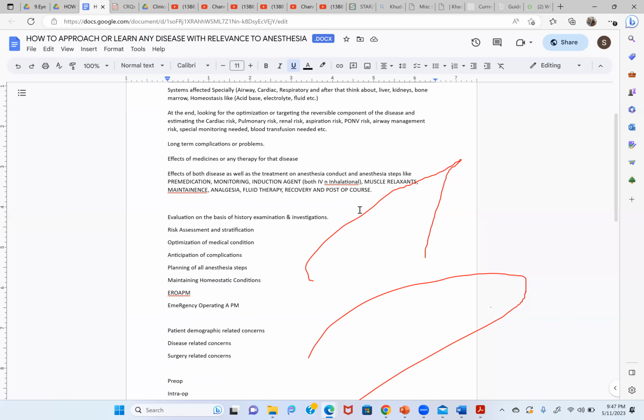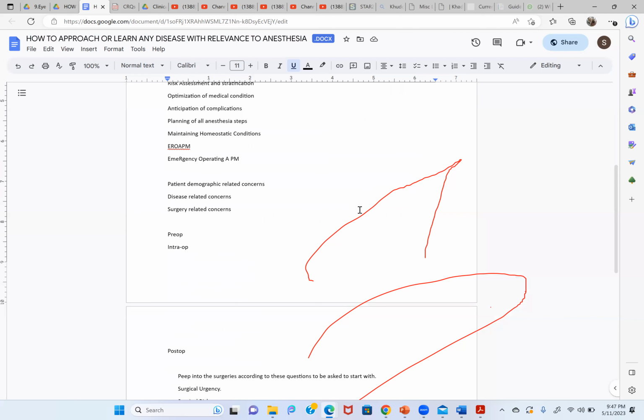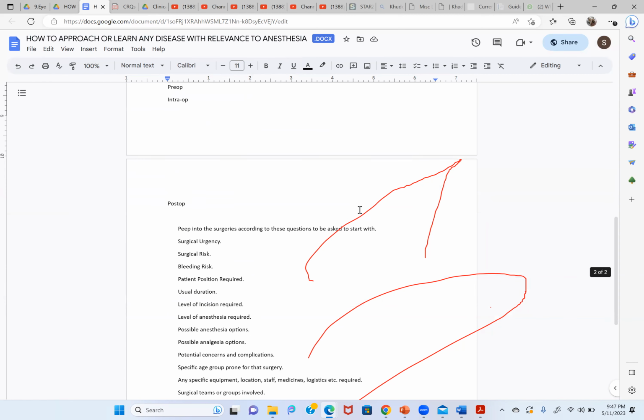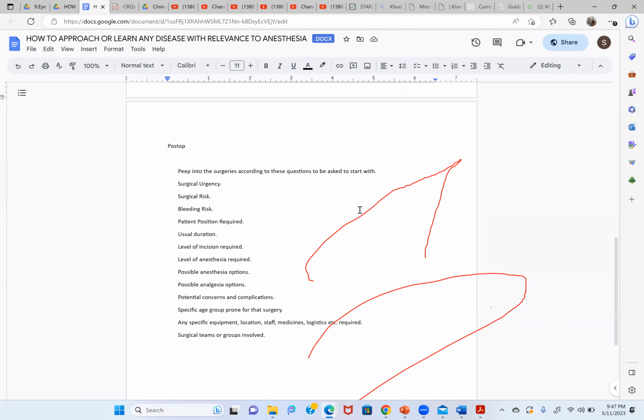Then it will become very easy, and then you will make, as I was telling you, patient demographic related concerns, disease related concerns, surgery related concerns. And these points will be related to surgery: surgical urgency, surgical risk, bleeding risk, position, duration, incision required, level of anesthesia required, possible anesthesia options, possible analgesia options, potential concerns and complications, specific age group prone for that surgery. For example, TURP will never happen in a female or a young patient. Usually in 99% of cases, it will be an old patient. So I'm giving you an example.